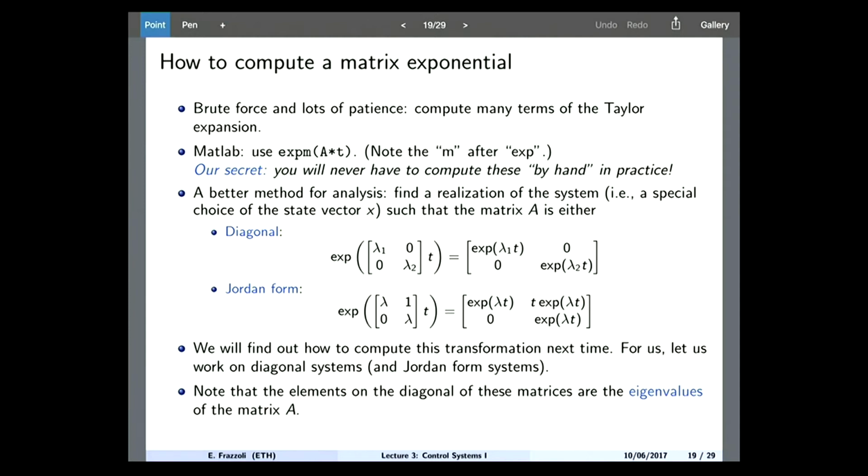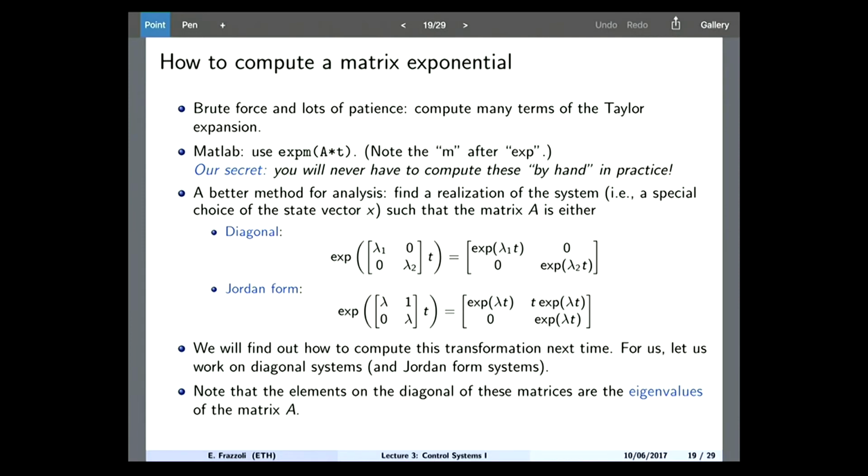A much better method for computing the matrix exponential, if you really want to do it by hand, is not to do it with any of these ways. And by the way, this is how MATLAB does it, not with the Taylor series expansion. What MATLAB does is find a transformation of the matrix. We will see more of how you actually do it next time. But you can find a transformation of the matrix, or another choice of coordinates, another choice of state, such that the matrix A is diagonal.